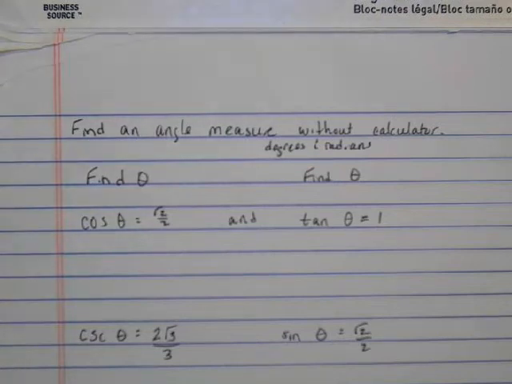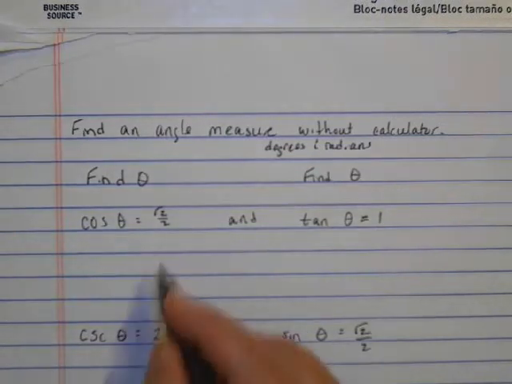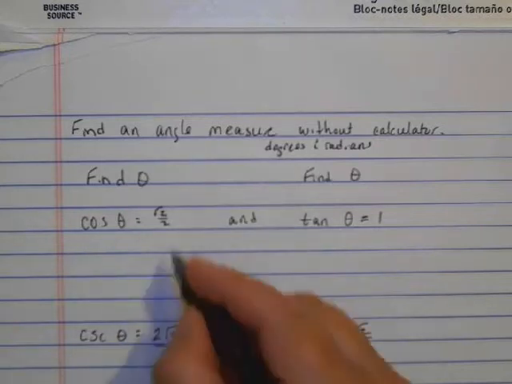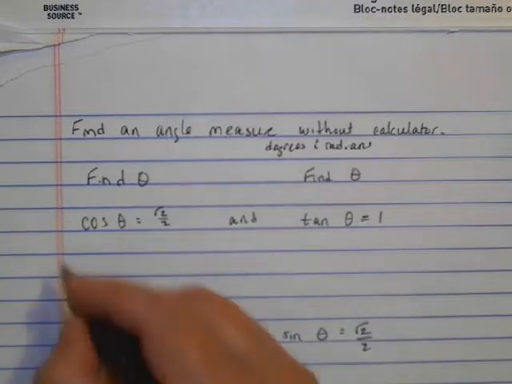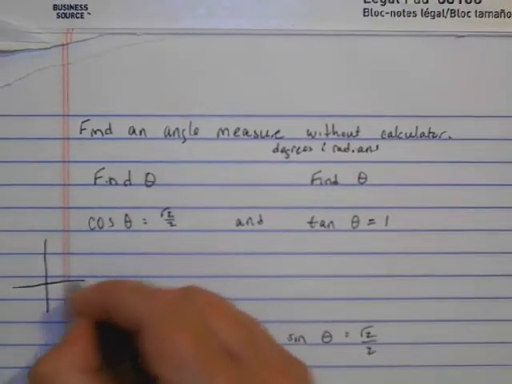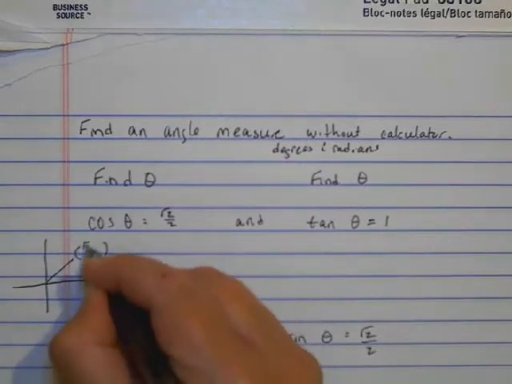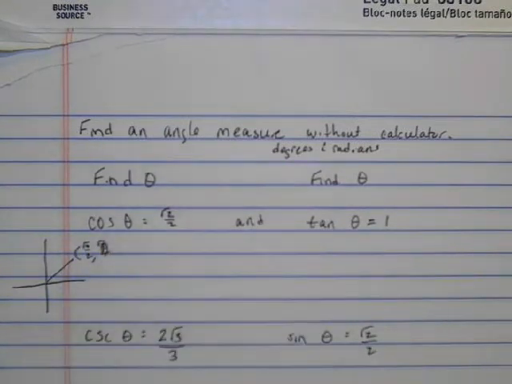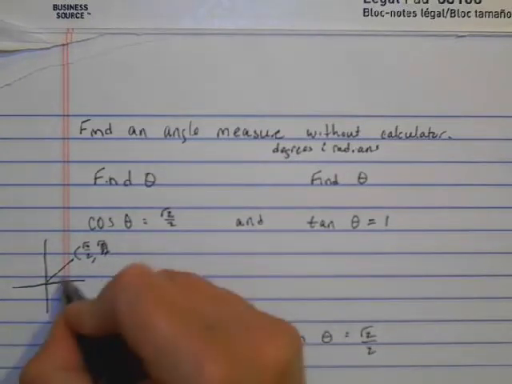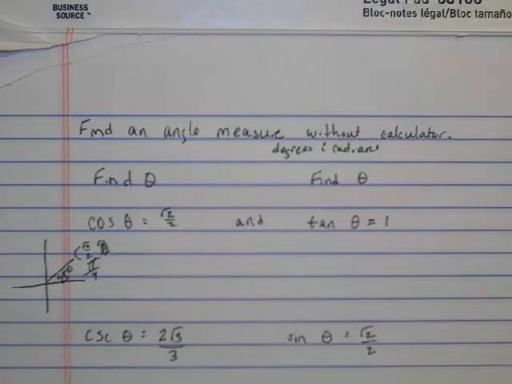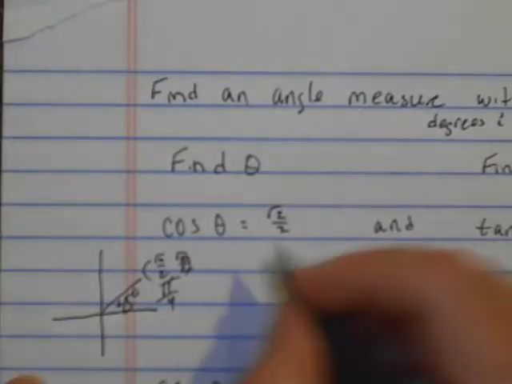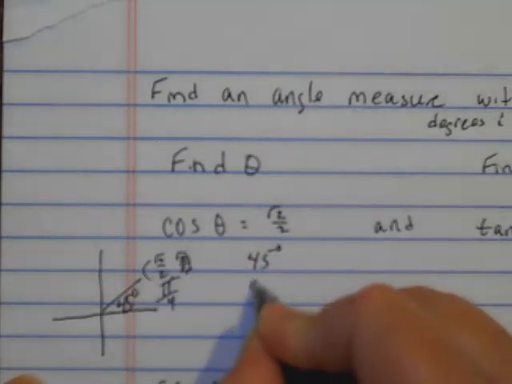So when I think about this, I go ahead and just start thinking about my unit circle. And I want to think of the place where cosine is square root of 2 over 2. And I know that square root 2 over 2 happens right here whenever the angle measurement is 45 degrees or pi over 4. So cosine is square root of 2 over 2 at that particular place on the unit circle. So I would say that this happens at 45 degrees, which is pi over 4.